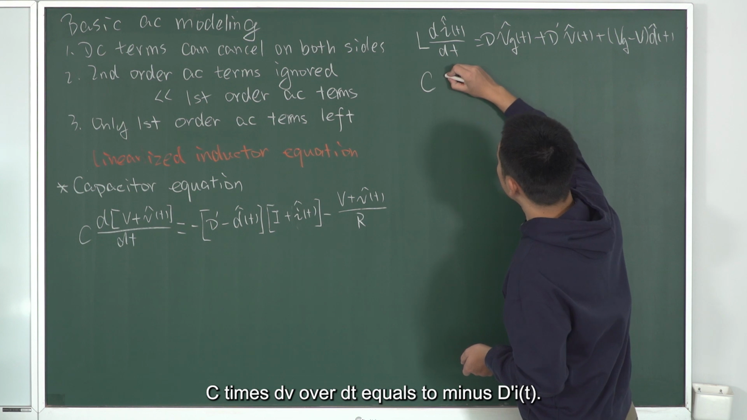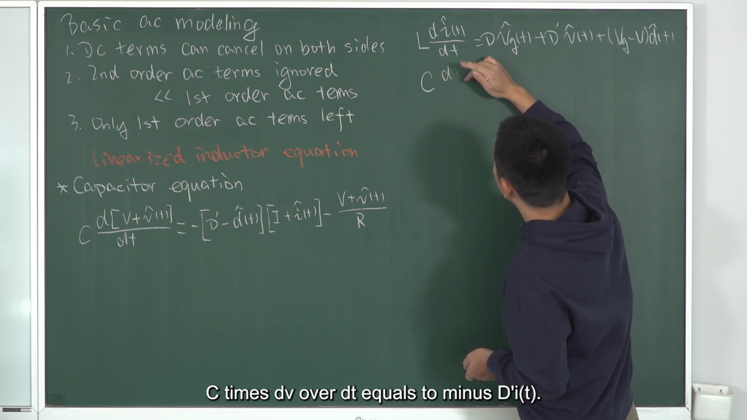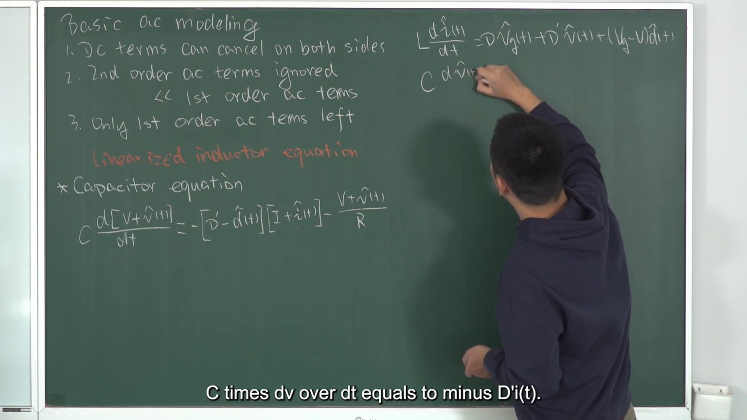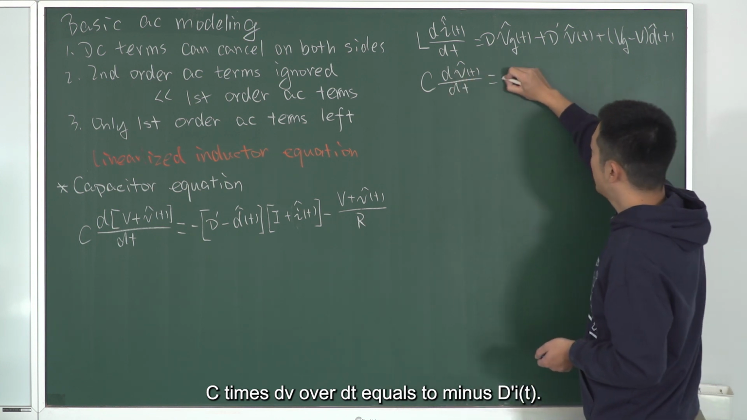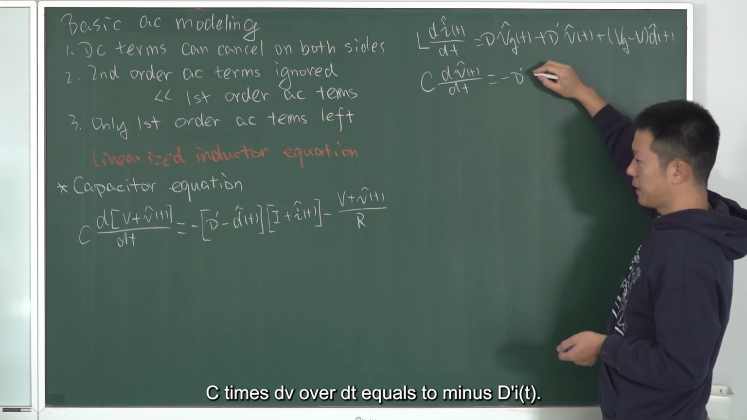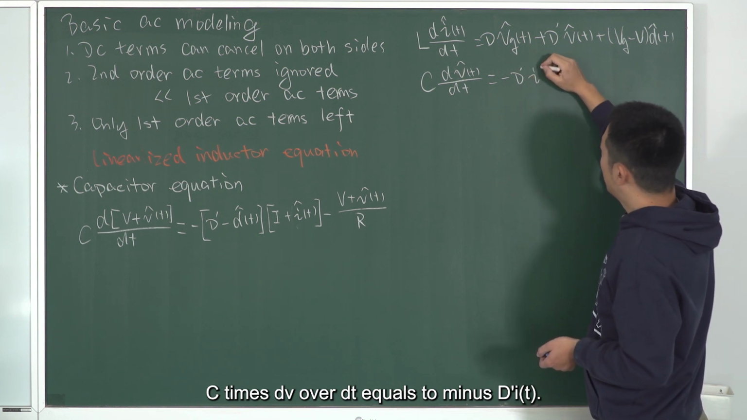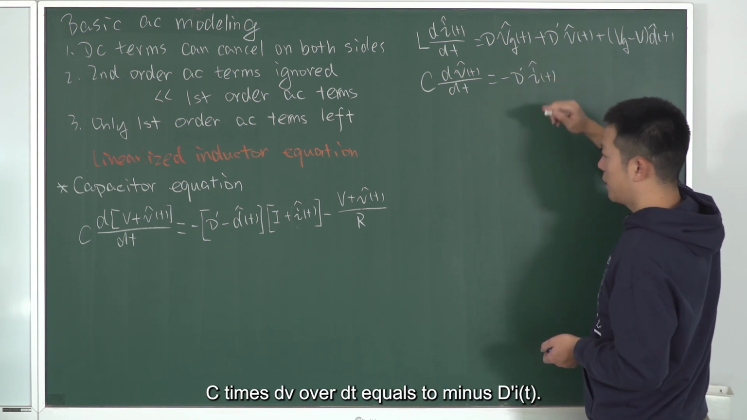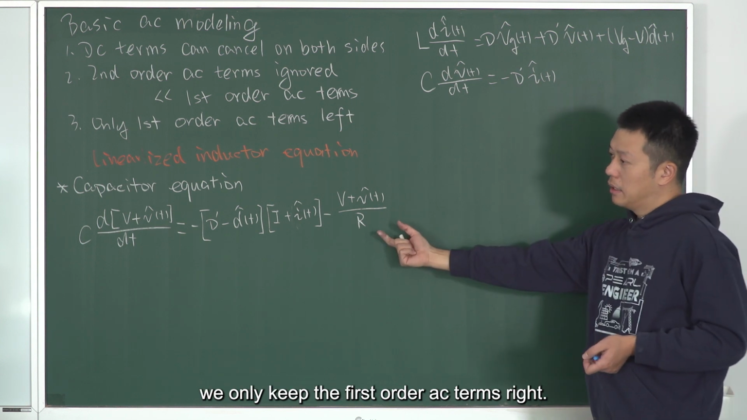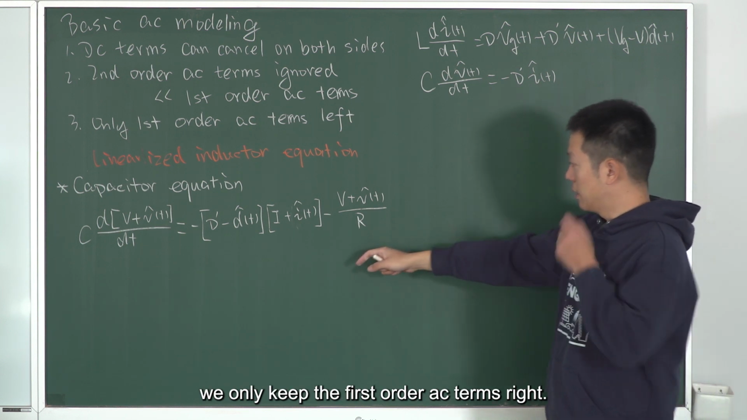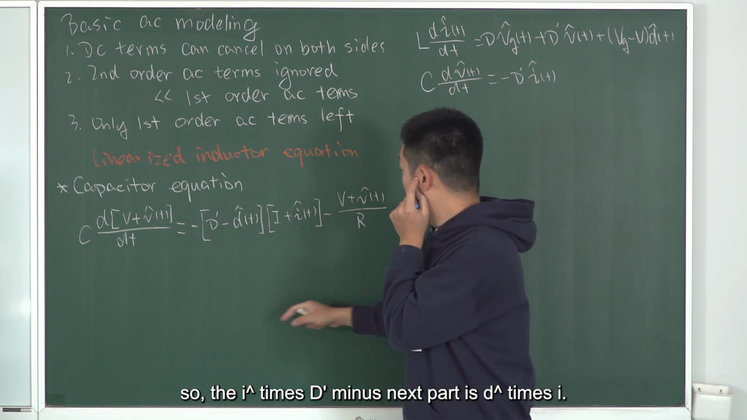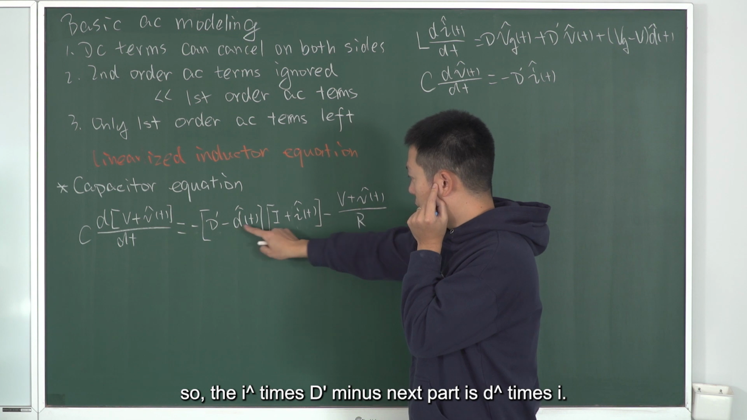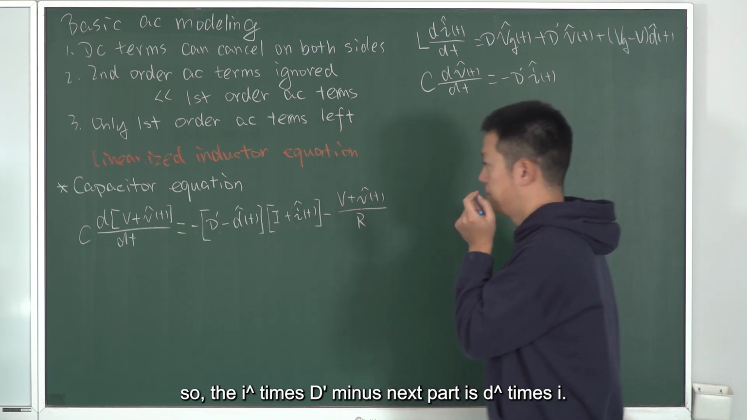So C times d V cap over dt equals minus d prime I cap t. We only keep the first order AC terms, right? So the I times d prime minus. Next part is d prime, d cap times I.